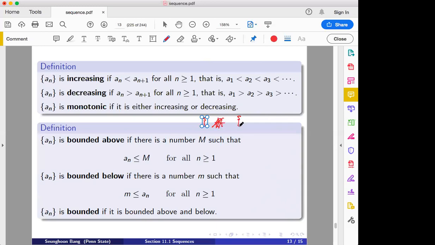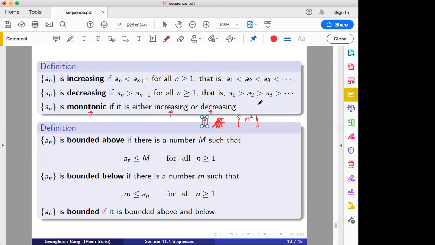Here we think about a simple sequence, a_n equals n squared. The first thing you can check is whether this is monotonic or not. What is the definition of monotonic? Either increasing or decreasing. So my question is, is the sequence n squared monotonic?